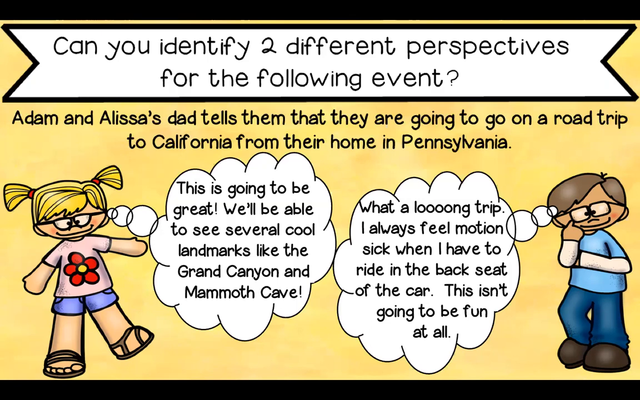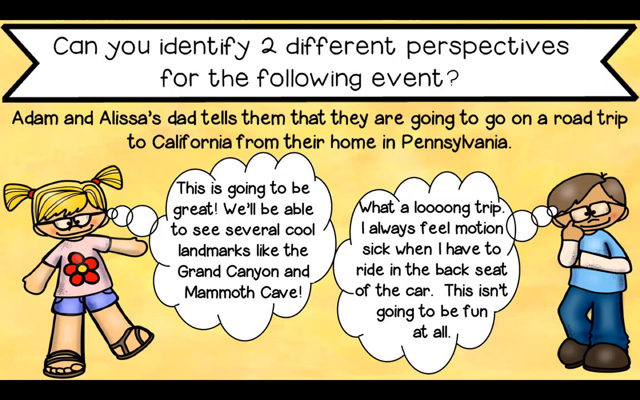What's another way that I know that his perspective is not happy about going on the road trip? What else does he say or do? He says that he always feels motion sick when he sits in the back seat of the car. Motion sick means when you feel nauseous or feel like you're going to get sick from being in the car or on boats. So being in the car actually makes him feel sick. There's no way that he could be excited if he actually feels sick. So that tells me another way that I know that he is not happy about the road trip.